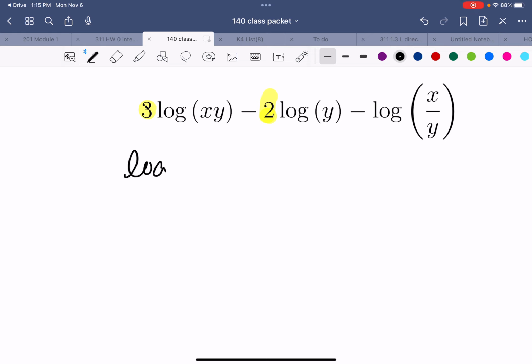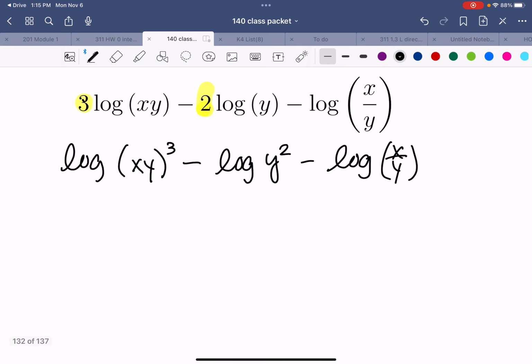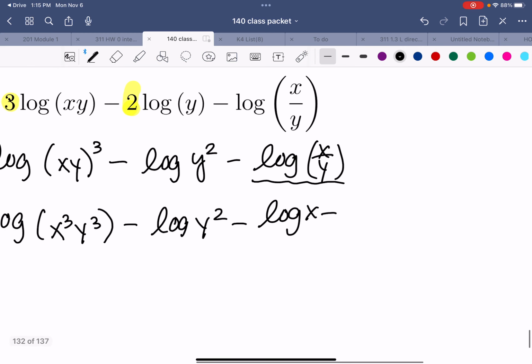So this is going to become the log of xy cubed minus the log of y squared minus the log of x over y. Okay, now this is not necessarily the way I did it in class, but I think it's actually going to be clearer. So I'm going to take this one over here, this division, and expand that one out before I put it back together. Now over here, I'm going to distribute that 3 on the outside and make it x cubed, y cubed. They each get a y. They each get a cube. Log y squared. And I'm going to make this log x minus negative log y.